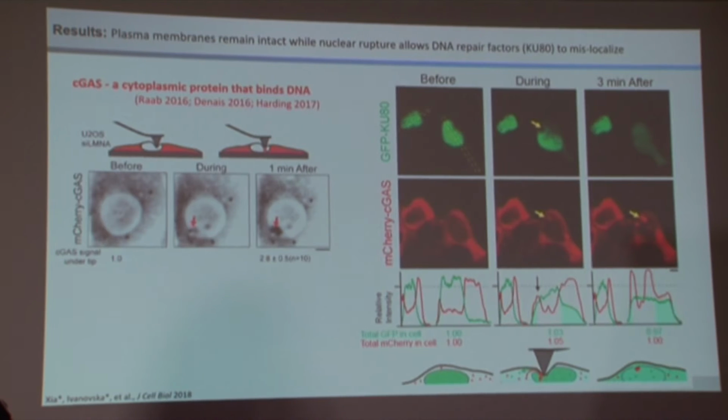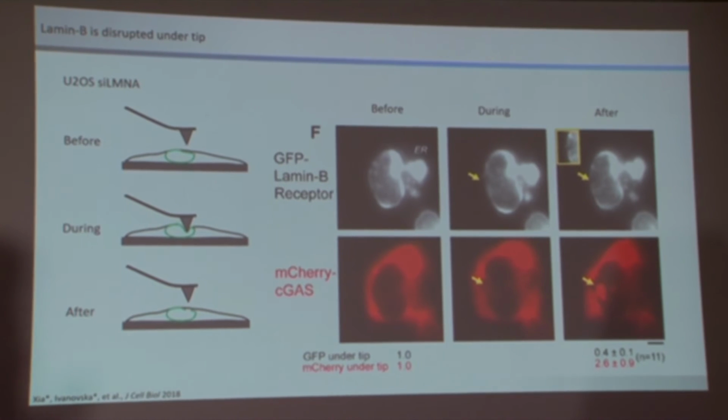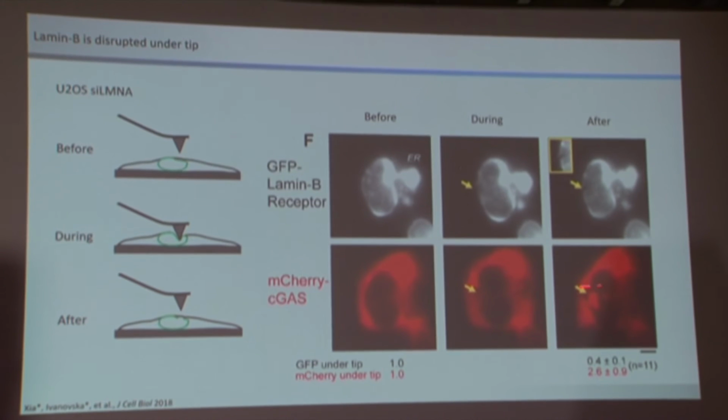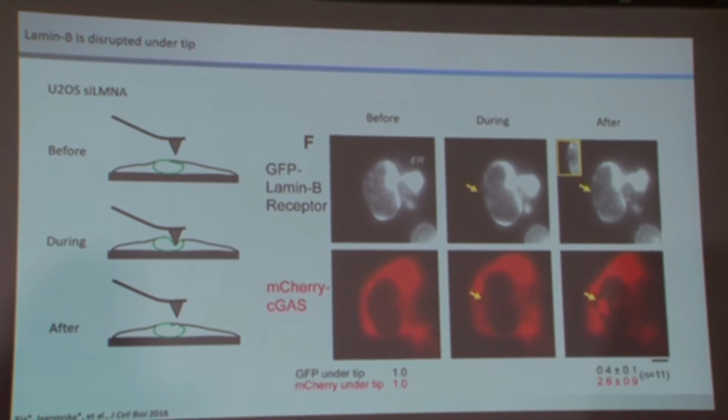So then the question was, is this a rupture only of the nuclear envelope, or does something also happen with the lamina? In the next experiments, we transfected cells with GFP lamin B receptor, which mimics the integrity of the lamin B meshwork. Here you can see the mCherry cGAS, which starts to flow into the nucleus, and here you can see there's a gap in the lamina.